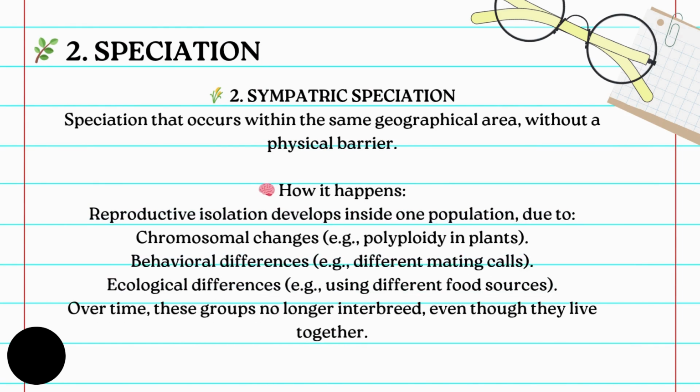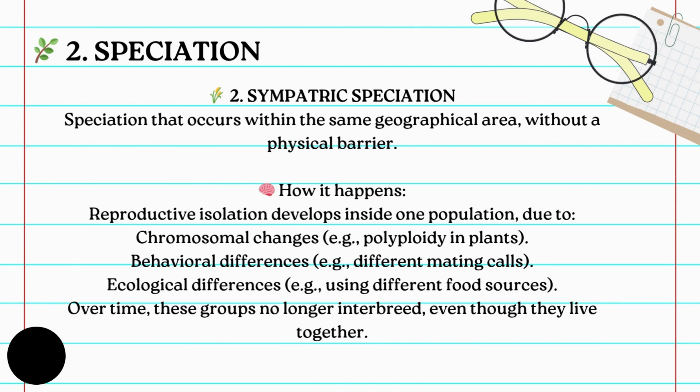Another type of speciation is sympatric speciation, which occurs where the populations are in the same geographical area, but there's no physical barrier. So what happened? It's actually reproductive isolation that happens in this population. Maybe there are chromosomal changes, like some of them start experiencing some sort of mutation, such as polyploidy in plants, or behavioral differences. They start having different mating calls.